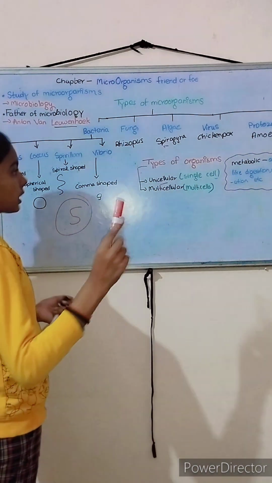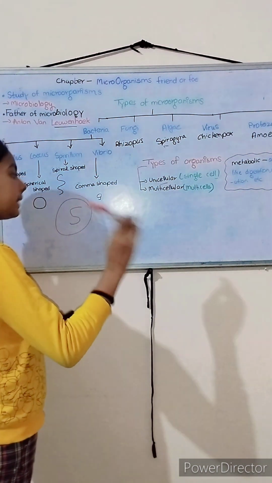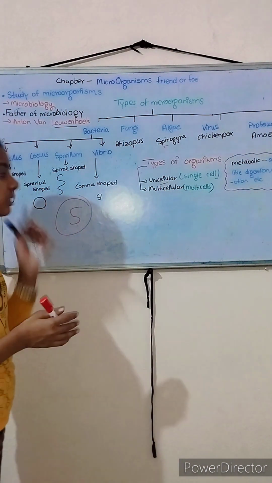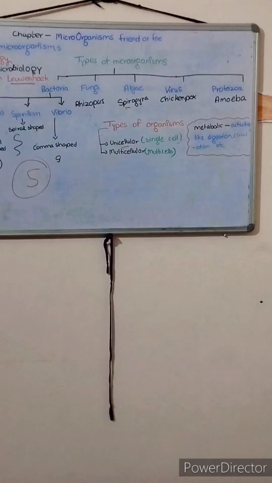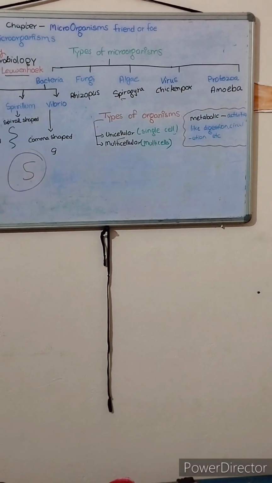Now let's come back to our topic, protozoa. It is a group of microorganisms which are unicellular and they have animal-like characteristics. So yes, this is what a protozoa is.